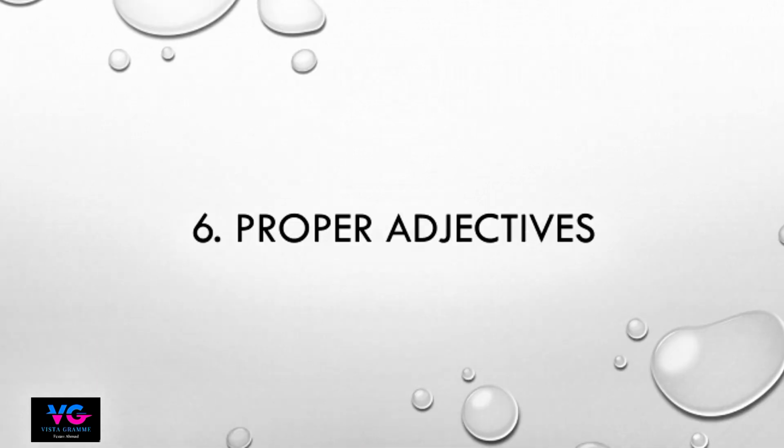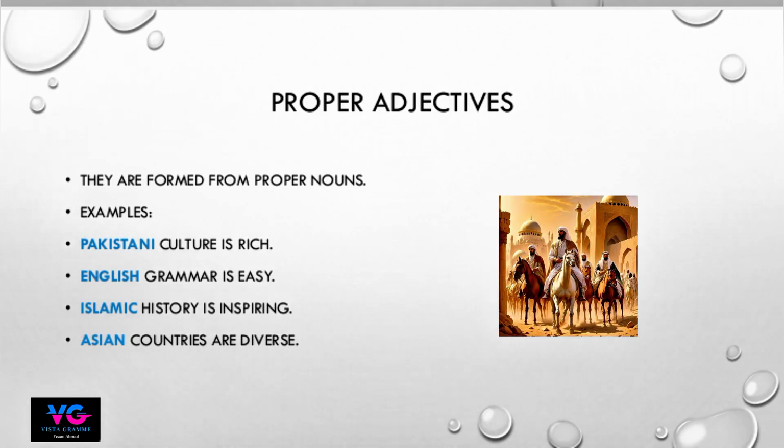Proper adjectives. They are formed from proper nouns. Examples. Pakistani culture is rich. English grammar is easy. Islamic history is inspiring. Asian countries are diverse.